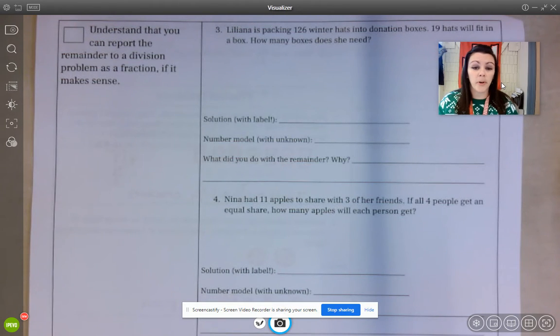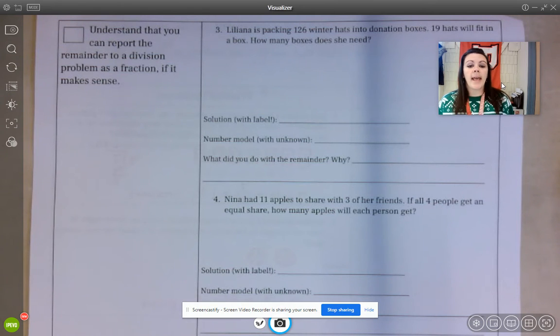We can ignore the remainder, we can round up our quotient, or we can actually report it as a fraction. Let's see what makes the most sense in this problem. It says Liliana is packing 126 winter hats into donation boxes. 19 hats will fit in a box. How many boxes does she need?